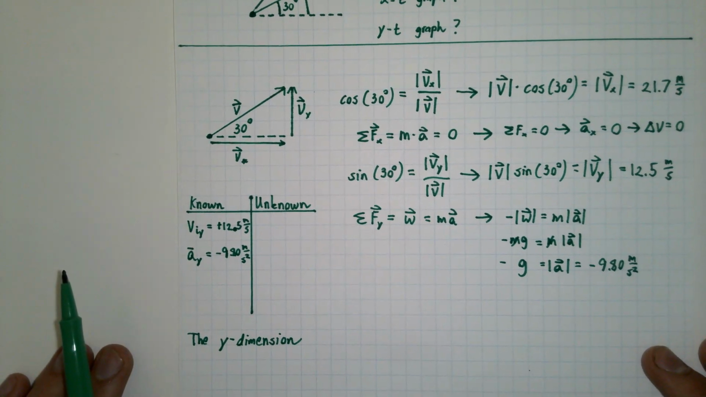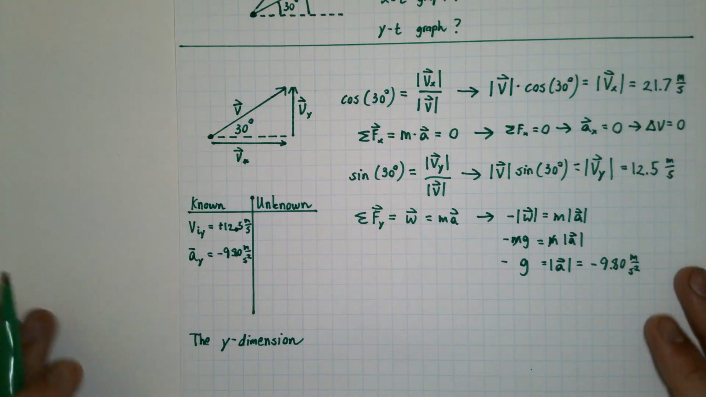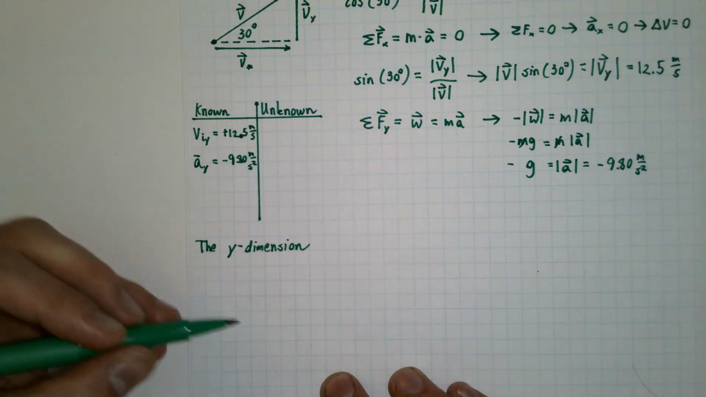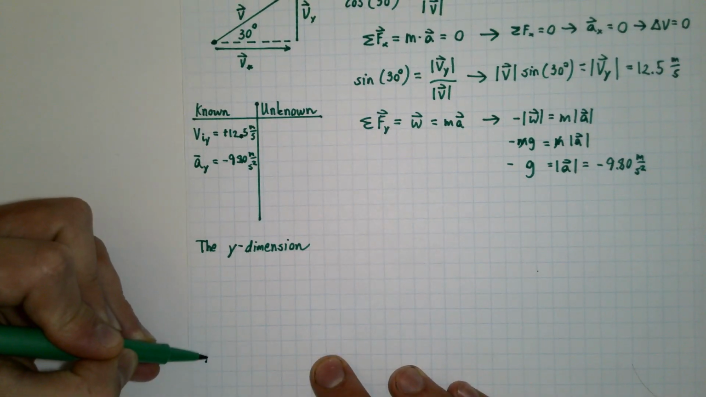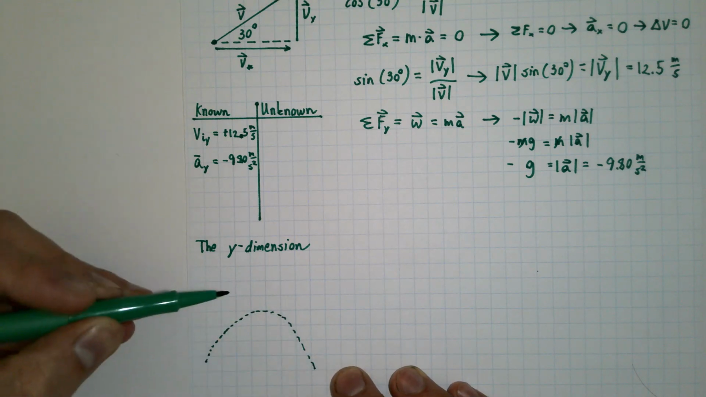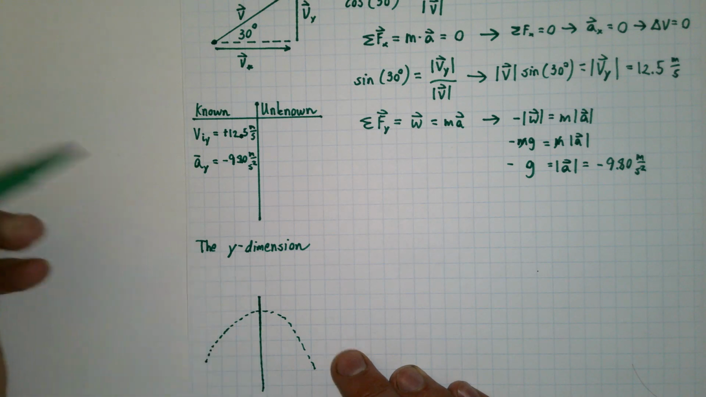There's something else in the y dimension that we know if we split the motion of this ball in half. Remember, if we're looking at the ball, we draw a picture of the baseball, what is happening to it. It's going up like this, and then it's coming back down. If we split this motion right in half, it's symmetric, right?